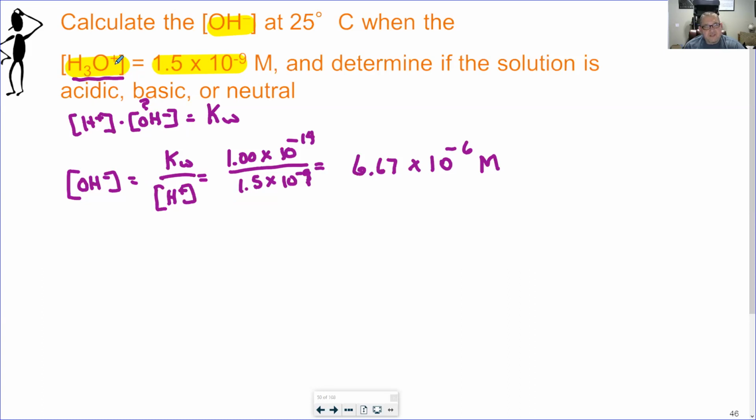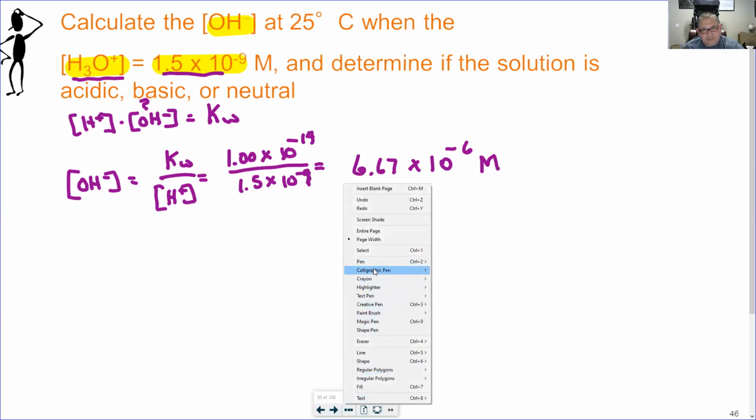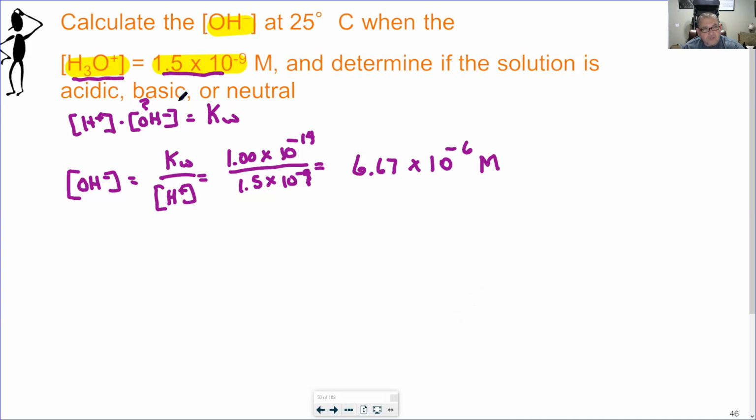So the fact that the hydronium ion is less than 1 times 10 to the minus 7th tells me that this is a basic solution. All right, so we said a basic solution was something where the hydronium ion is less than 1 times 10 to the minus 7th, and the hydroxide, what we've got here, is something greater than 1 times 10 to the minus 7th.